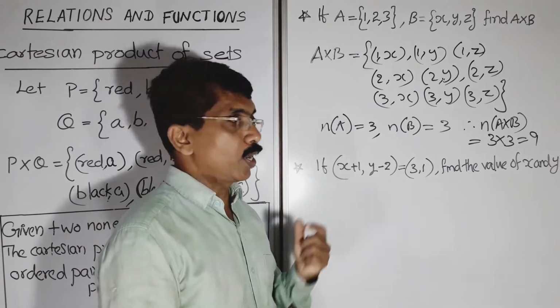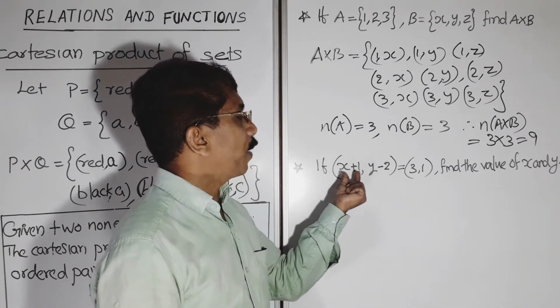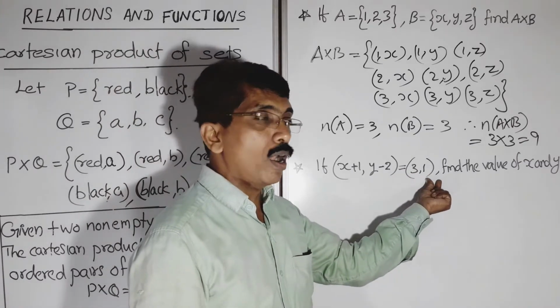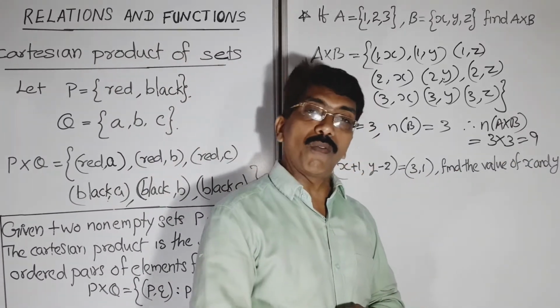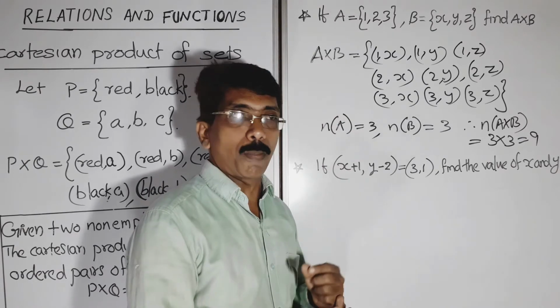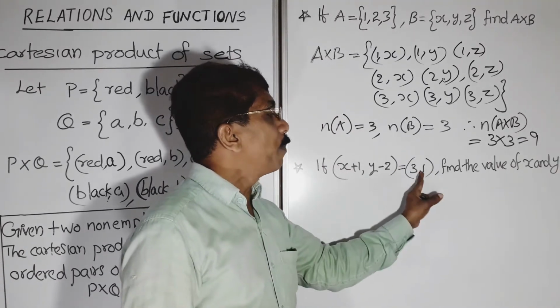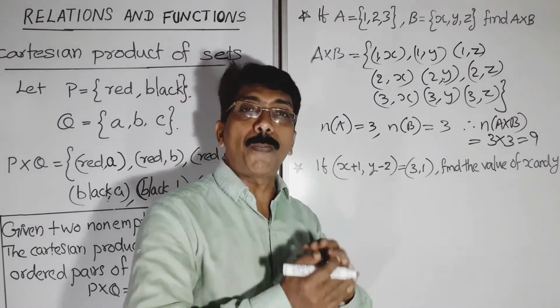Next problem. We can move to next problem. In the ordered pair, if x plus 1 comma y minus 2 is equal to 3 comma 1, find the value of x and y. It's very important, very simple problem. See, if the ordered pair is equal, the corresponding elements should be equal. Then only the ordered pair will be equal.